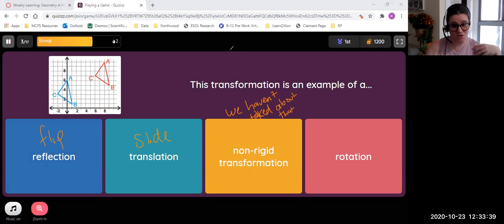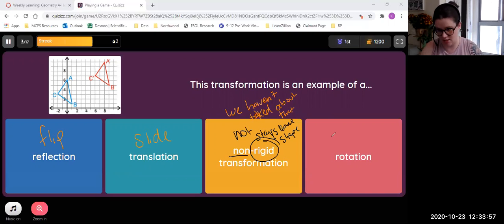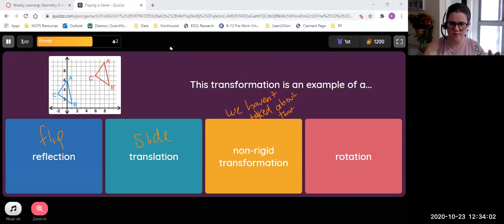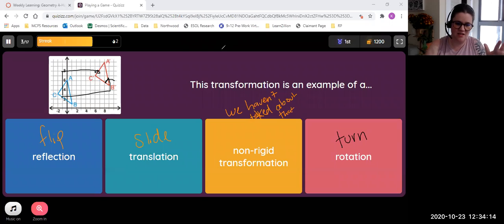But I do remember, I will say on this one, rigid means that it stays the same shape. Don't judge. So if it's non-rigid, that means it's not staying the same shape. All right, I'm going to erase this before you all judge how bad I spell. Okay, and then lastly, the rotation is a turn, right? So here I am sliding up and over, or sliding over and up, whichever way you want to look at it. So that must be that slide.